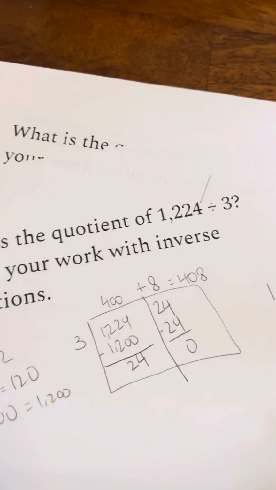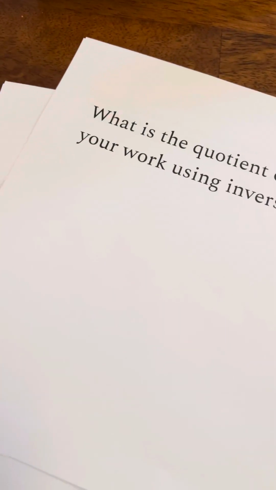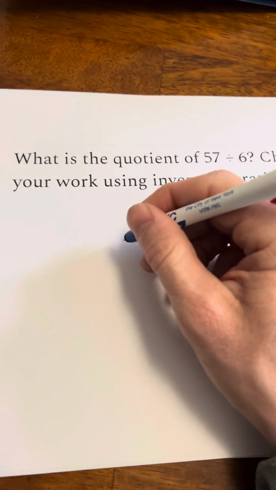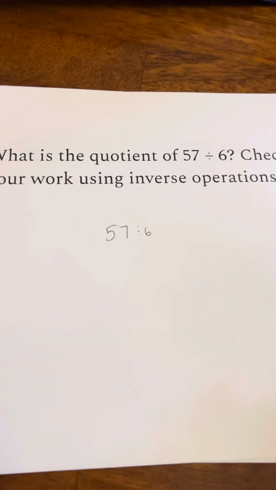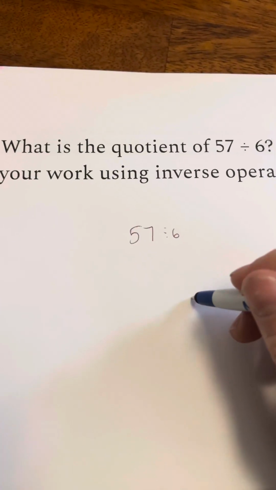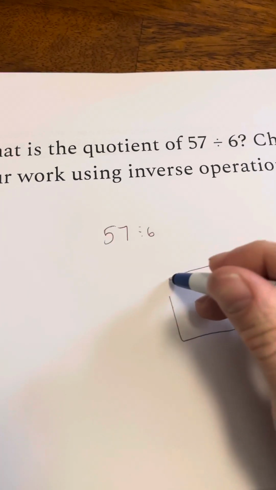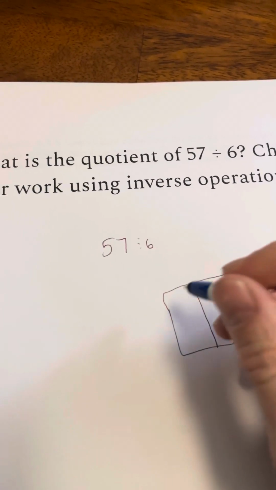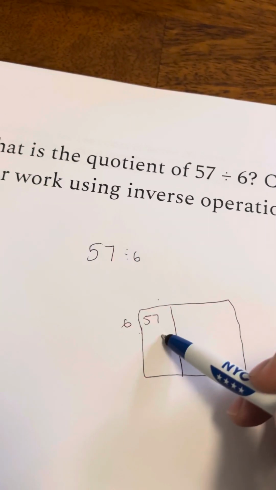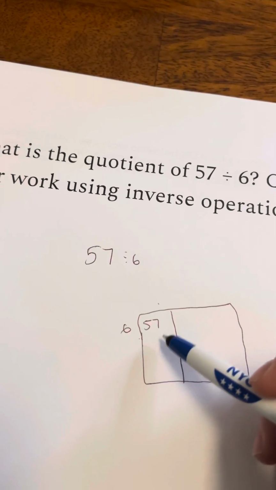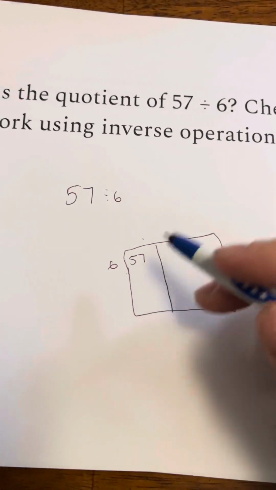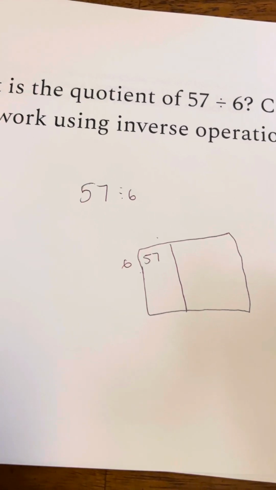All right, next one. What is the quotient of 57 divided by 6? 57 divided by 6. I could just count up by 6s, but I could also use an area model, right? If you're not feeling very confident about your division, you can just break this up into small pieces. I could try 6 times 10, but I would see that that's too big. So the best thing to do would be to try 6 times 9 next, which would be the right thing, or the best thing, not necessarily the right thing.